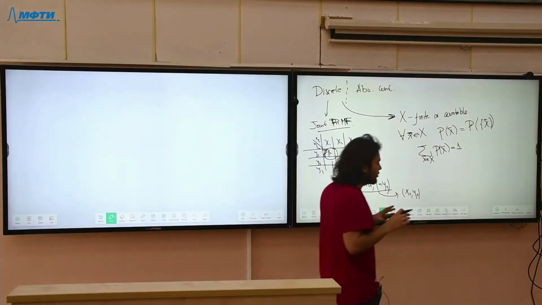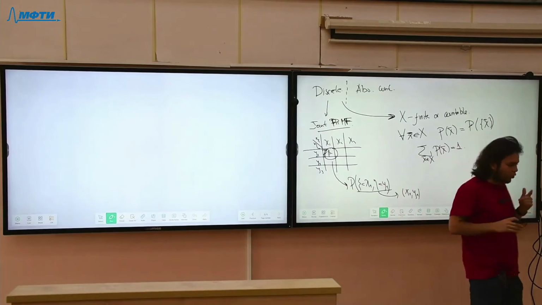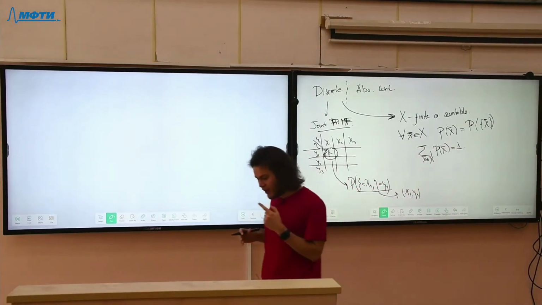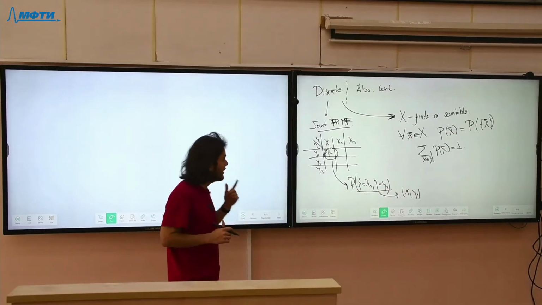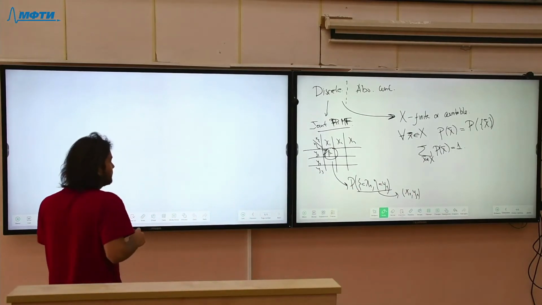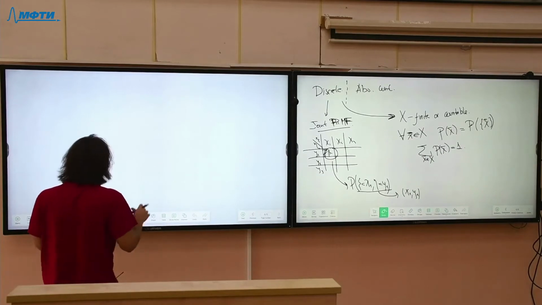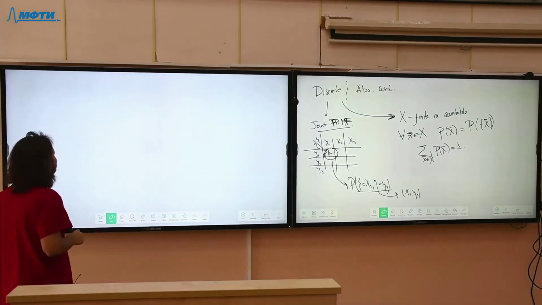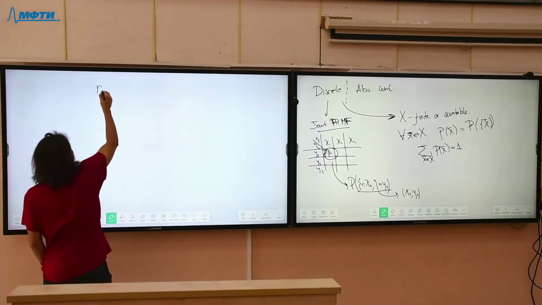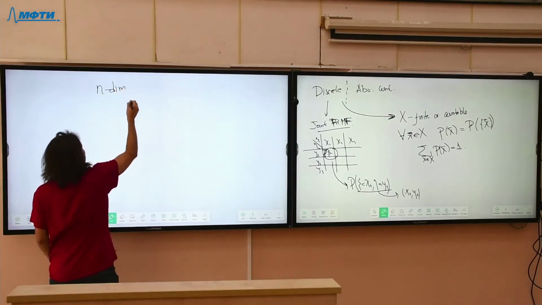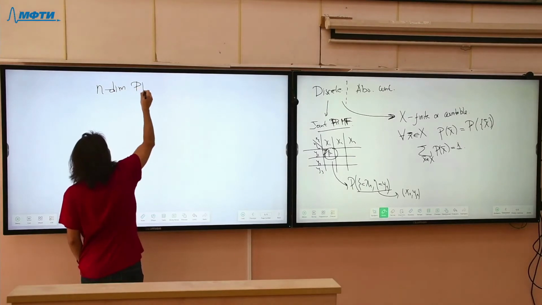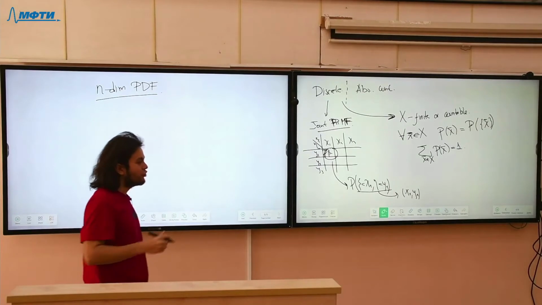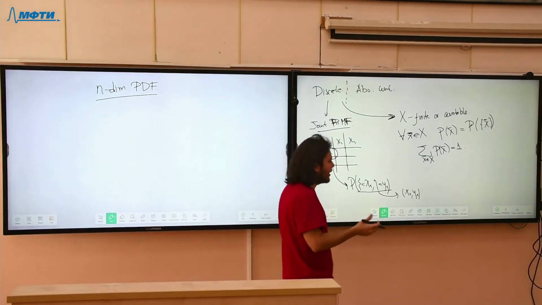In the absolutely continuous case, when we had only one variable, in the one-dimensional case, we defined the density function, the PDF. In this case, we're going to define exactly the same thing, but let's call it the n-dimensional PDF. So this is going to be a function on n variables.